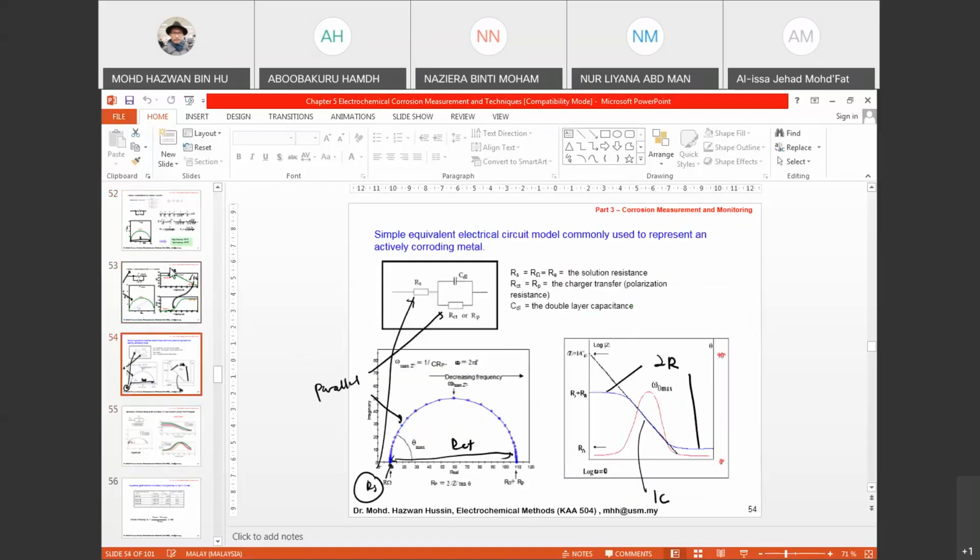Other things that I emphasized last week is basically the difference between double layer capacitance, or CDL, Randles circuit as compared to CPE, constant phase element. I've told you that constant phase element is almost similar to Randles, but the double layer capacitance has been replaced with constant phase element capacitance. And this is actually with several reasons.